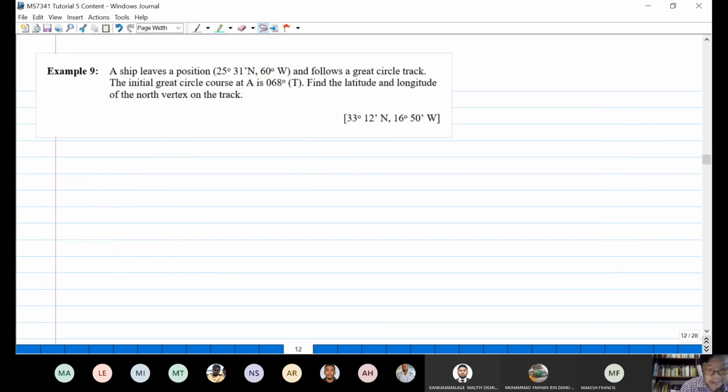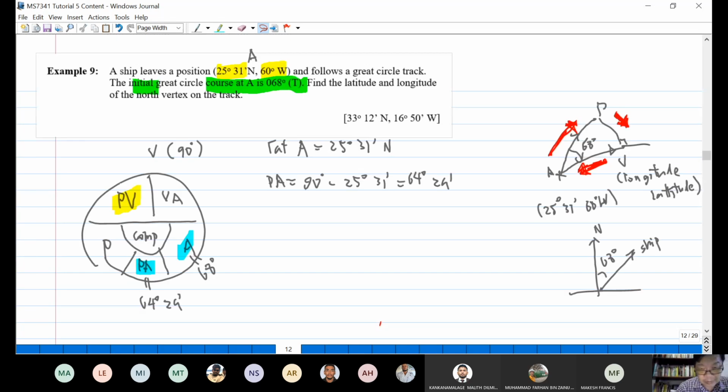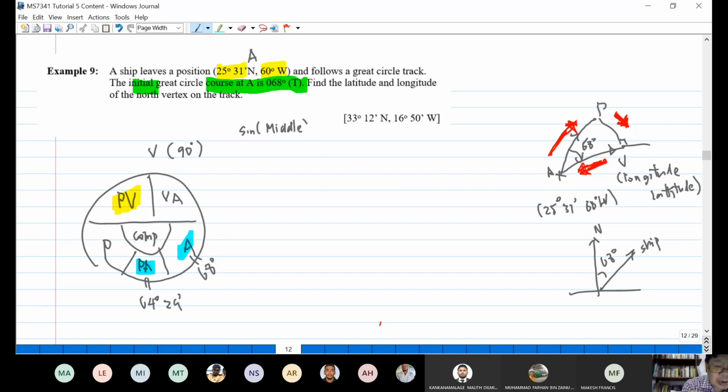Okay, so after I got this early, I'm going to use the Napier's rule, okay? So Napier's rule has a key point: the sine of the middle part equals the product of the cosine of the opposite parts. This is one of the rules for Napier's rule, okay?